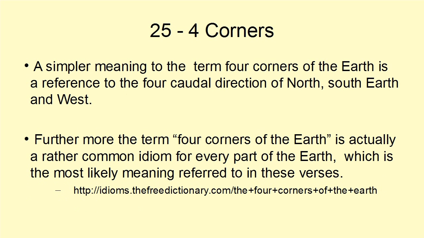A simpler meaning to the term four corners of the earth is a reference to the 4 cardinal directions of north, south, east, and west. Furthermore, the term 4 corners of the earth is actually a rather common idiom for every part of the earth, which is most likely the meaning referred to in these verses.